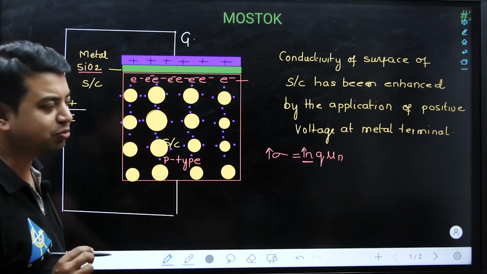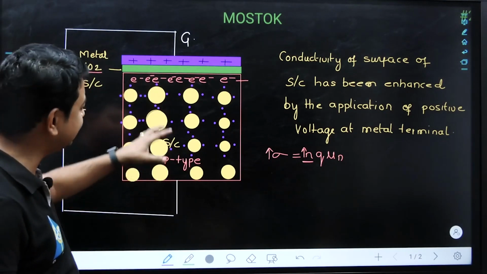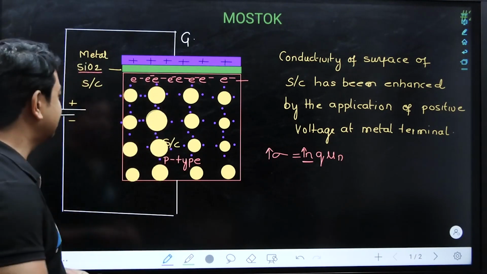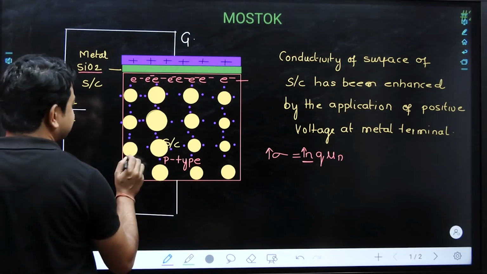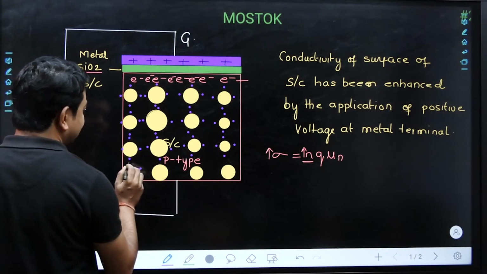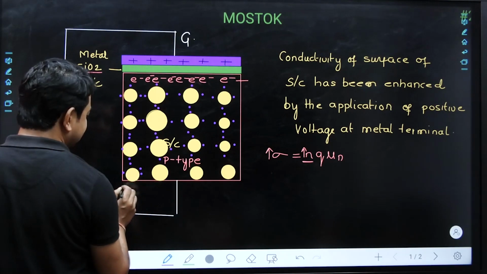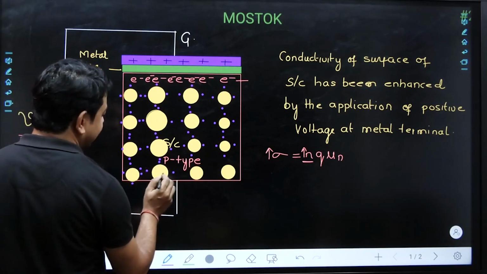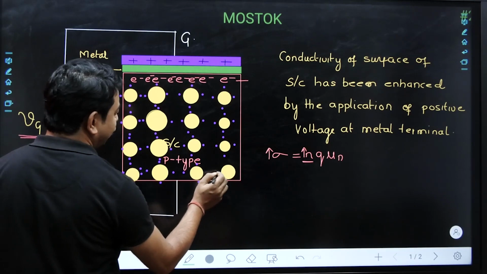So how did I get the answer? We need electrons here, and this is a very good source of electrons, because these electrons are loosely bonded with the nucleus. So I have just drawn the 4 electrons.